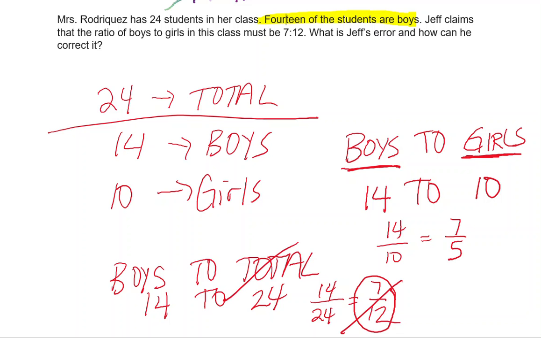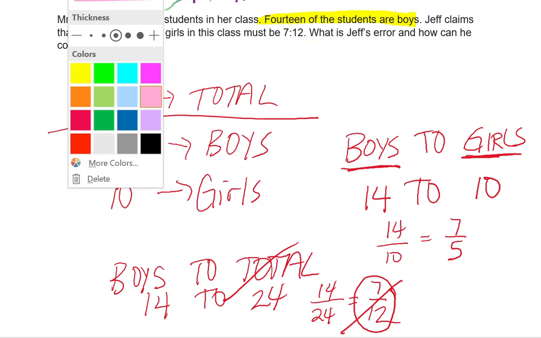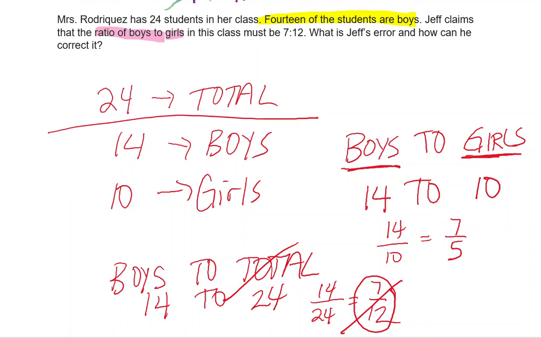That's what he was comparing it to, whereas he was trying to come up with the ratio of boys to girls. So Jeff made the mistake of comparing boys to total instead of boys to girls. And it is very important to pay attention to what the order is and what they're asking for. They were asking for this part to part, and instead he did a part to whole, or fraction.